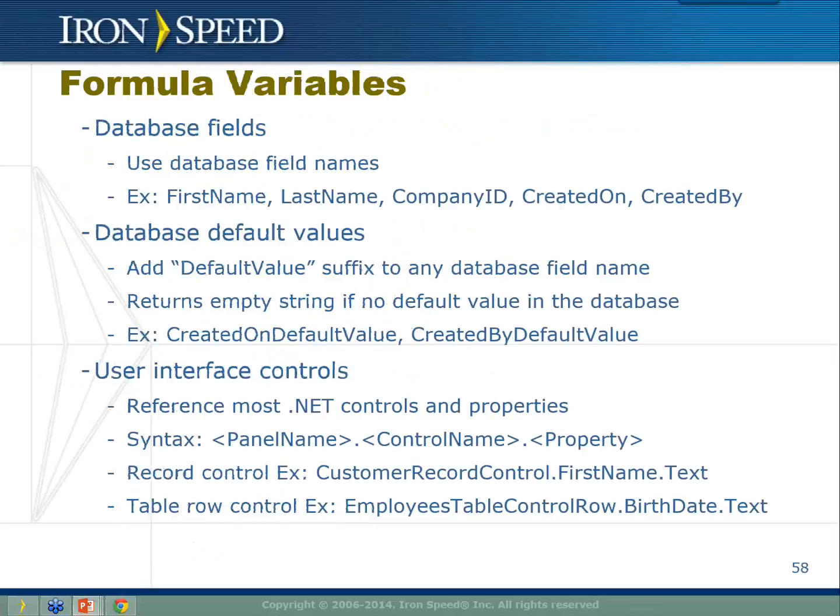So here are some of the things we can use as variables. Database fields are the ones that IronSpeed will generate for you. You'll see the database field name and go, yeah, that's my database field name. Default values, and it pulls those from your database as well.